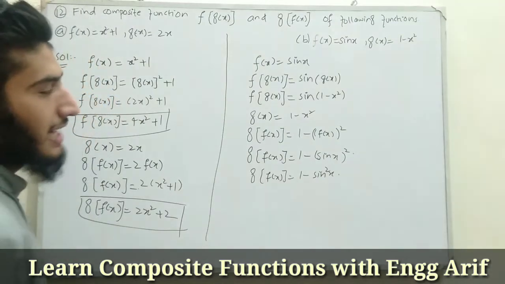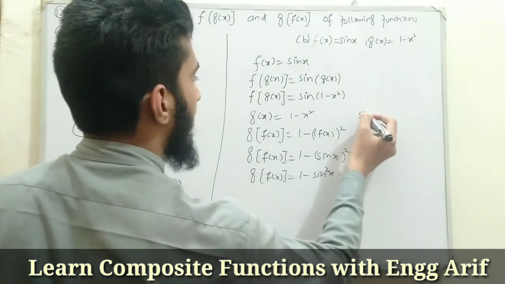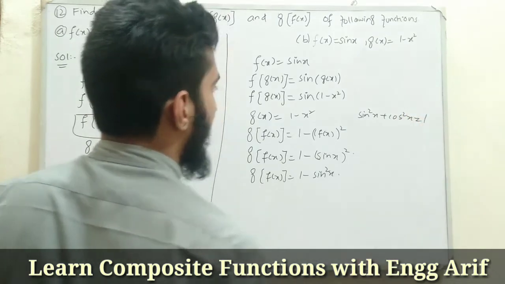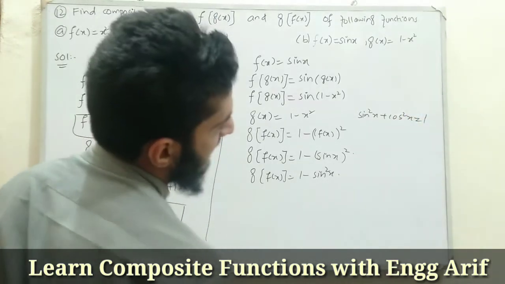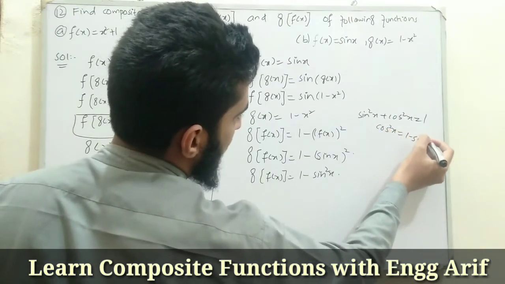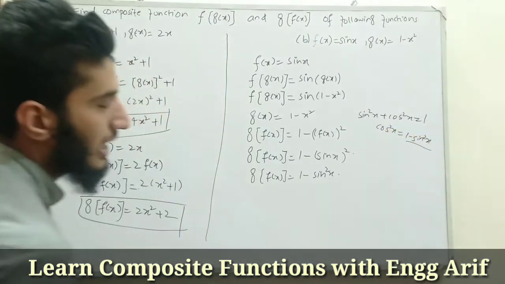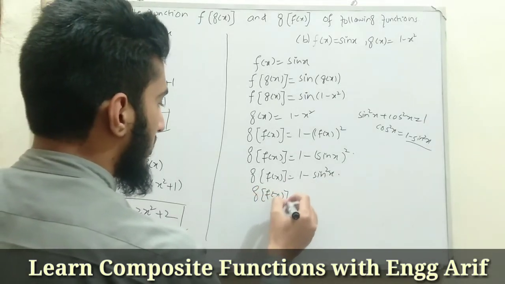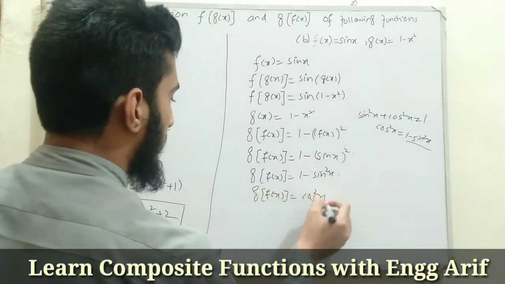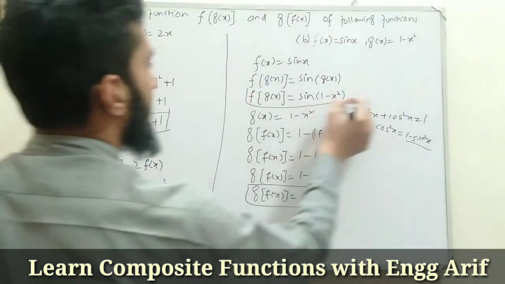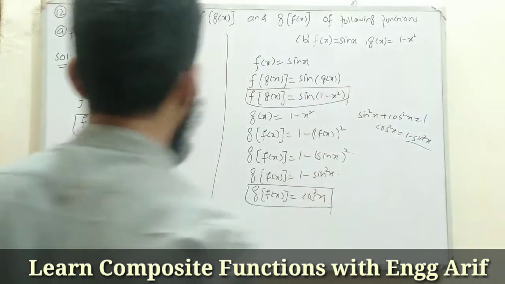You know that in class 10 we learned a formula: sin square x plus cos square x is equal to 1. Now shift sin square x to the right hand side, it becomes cos square x is equal to 1 minus sin square x. So from here 1 minus sin square x is equal to cos square x, so put it over here. So g of f of x will be equal to cos square x. So this is the g of f of x for part B, and this is f of g of x for part B.